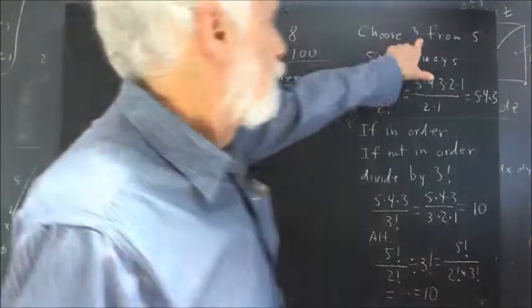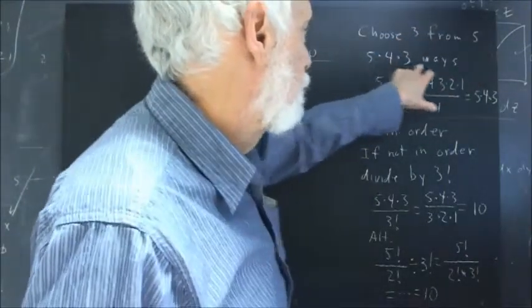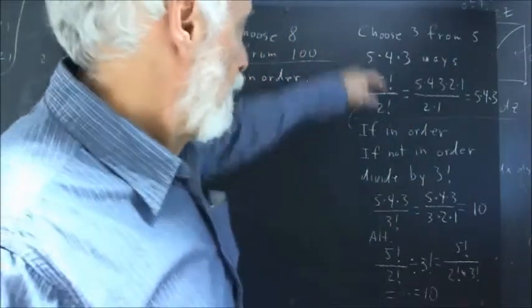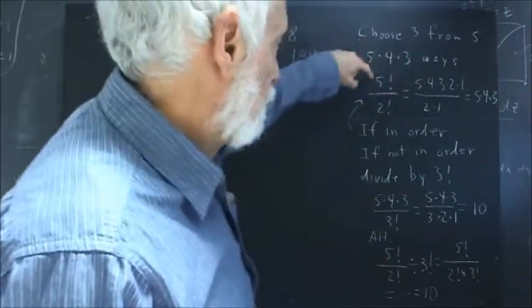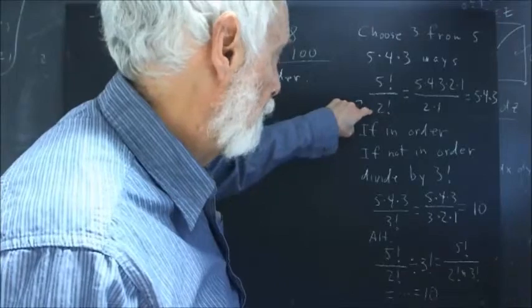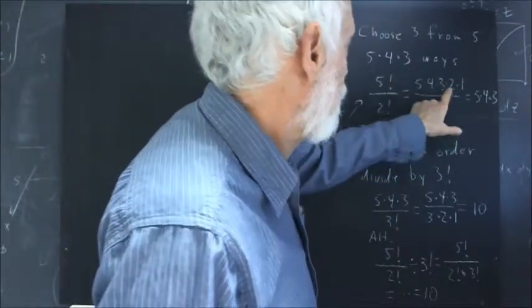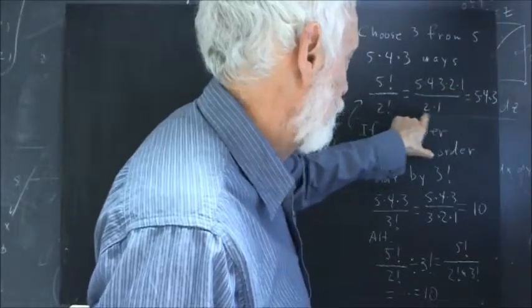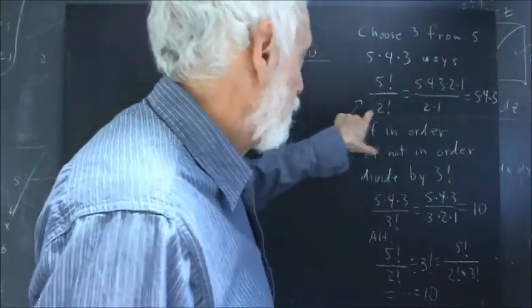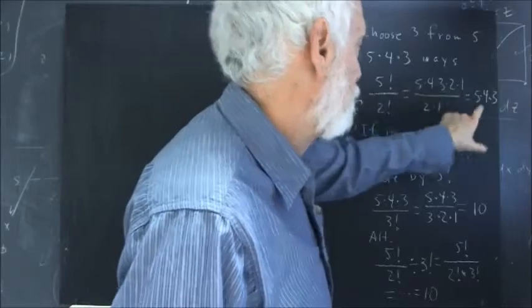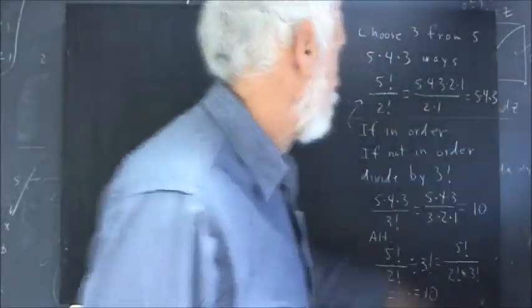Okay, we've seen that to choose 3 from 5, there are 5 times 4 times 3 ways to do it. And 5 times 4 times 3 can be written as 5 factorial over 2 factorial, because we get the 5, 4, 3 if we divide out the 2 times 1. So there's the 2 times 1. Dividing by the 2 factorial gets rid of 2 times 1, leaves us 5 times 4 times 3.